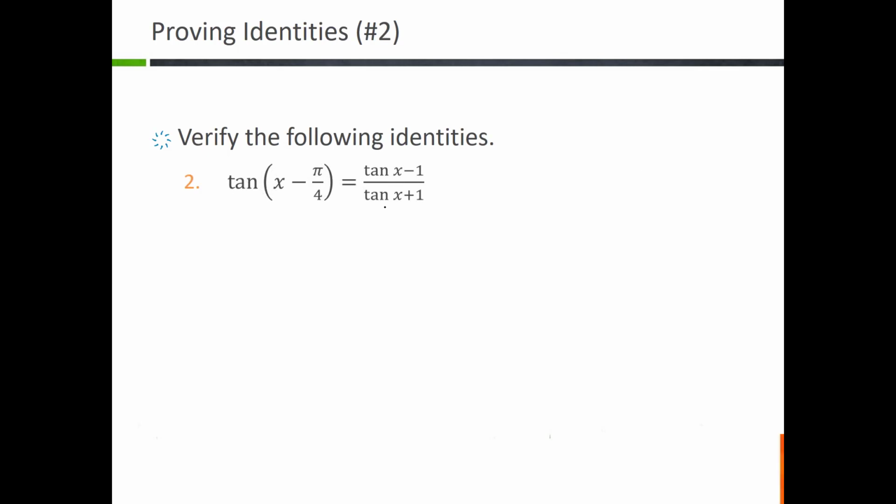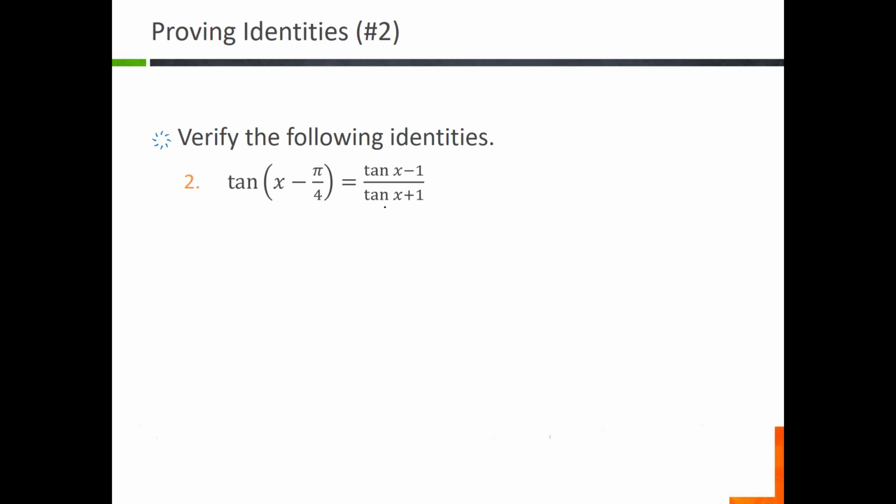So let's look at something that's not so clearly one of those identities. Our last example is we have the tangent of the quantity x minus pi over 4, and we want to show that that is equal to the fraction of the tangent of x minus 1 divided by the tangent of x plus 1.